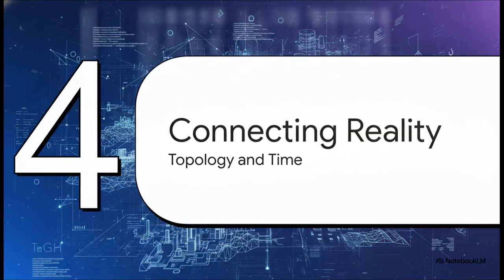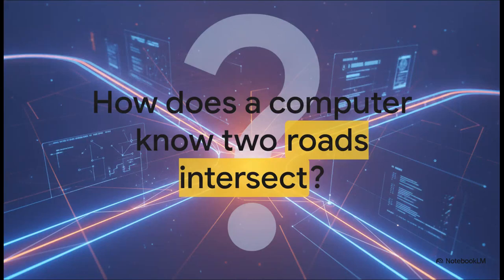Section 4. Connecting reality, topology, and time. Right now, our digital twin is essentially just a static drawing. To initiate the next phase, we need to teach it the actual rules of physics, spatial connections, and movement through time. So let me pose a question to you. How does a computer actually know two roads intersect?